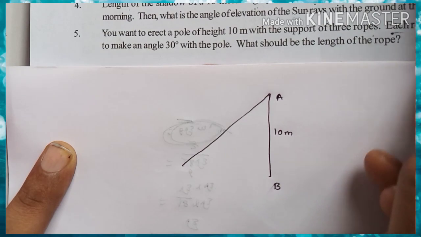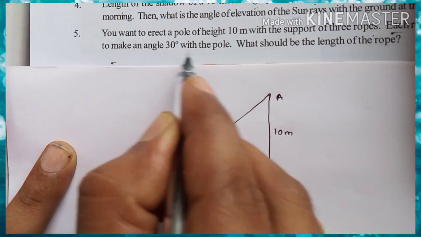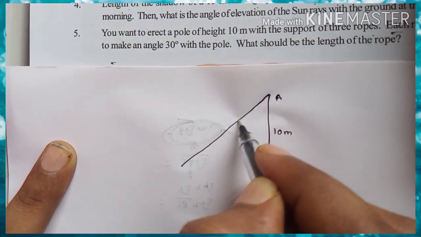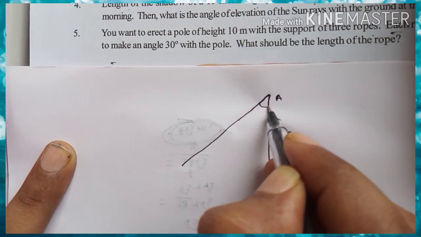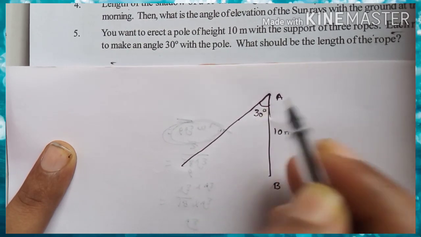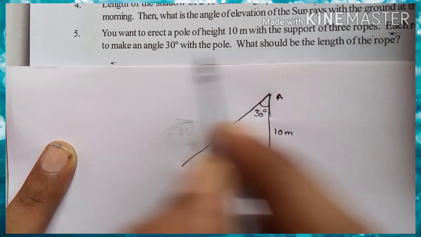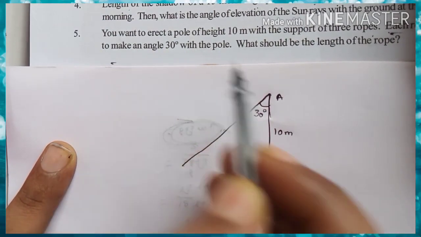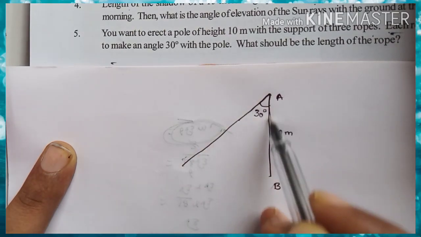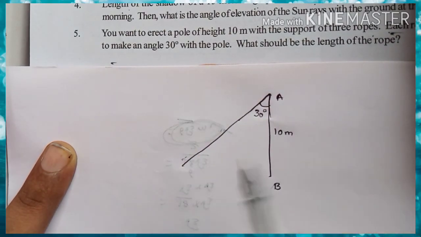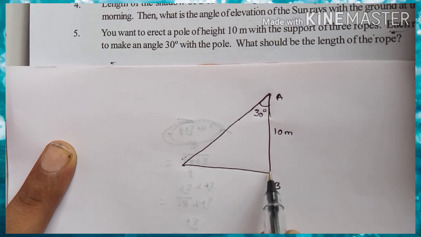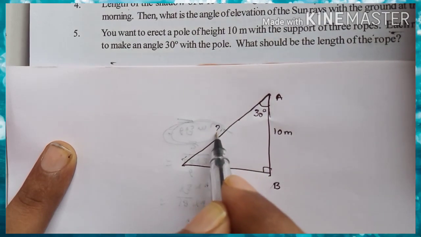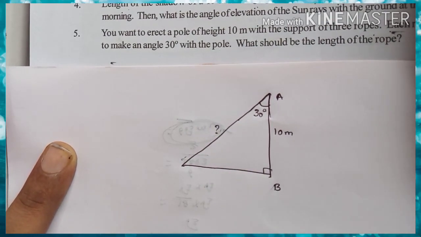Each rope has to make 30 degrees with the pole. The rope and the pole make an angle equal to 30 degrees. This is the rope and this is the pole. Angle is 30. Now we have to calculate what will be the length of the rope. What will be the length of the rope?